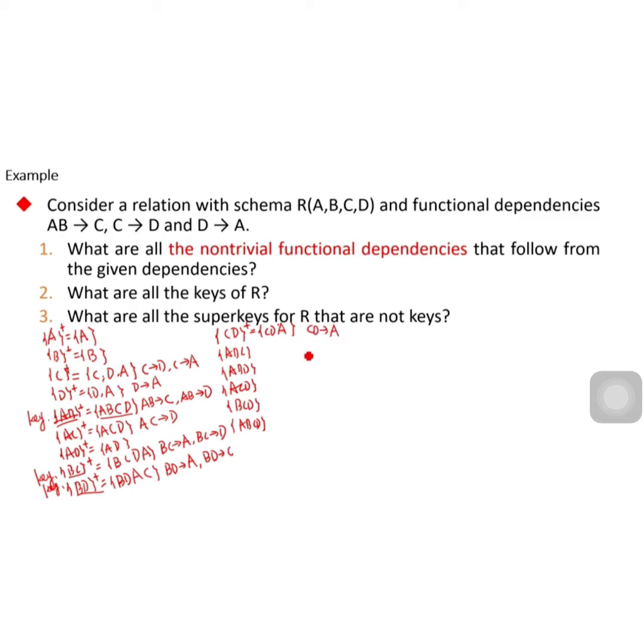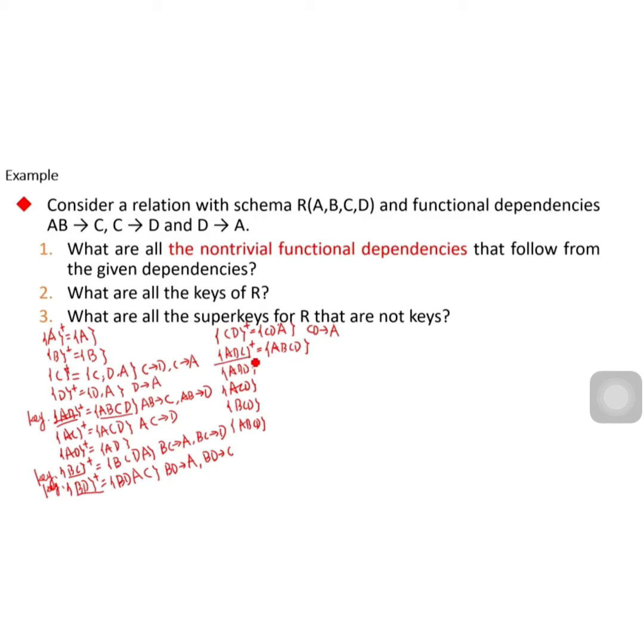Okay, now closure of BC. Because AB is a subset of ABC, and AB is a key, ABC is a superset of a key, so ABC must be a super key. It is a super key, and now ABCD is the closure of ABD. ABCD is a super key, but it is not a key.